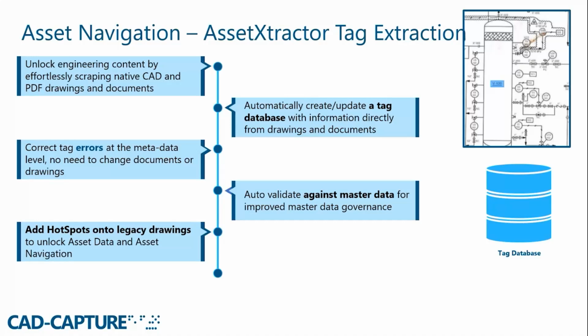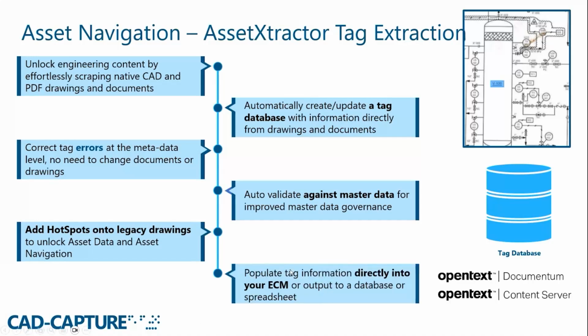And if hotspots are in use, then they're also added as hotspots when that drawing is opened within the OpenText viewer as well. And all this information can be uploaded both initially and then ongoing to the OpenText repository to maintain that information. So it isn't just a point in time scrape. It's a fully maintained view of all of the asset tag information you have within your drawings and documents.